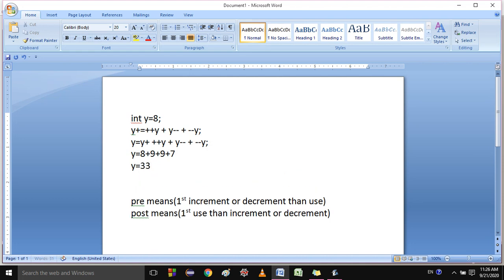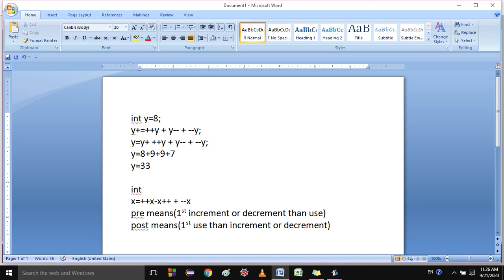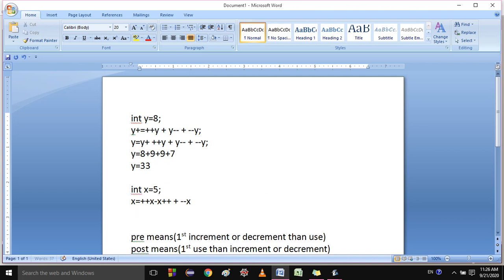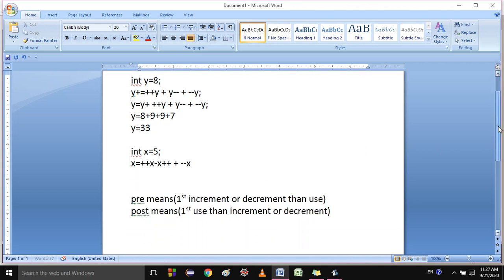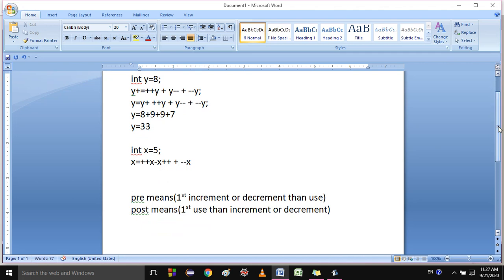Again, take one more question. If I take x = ++x - x++ + --x, and you have the value int x = 5, what is the answer? How will you solve this question? Just watch it very carefully, otherwise you cannot solve this question. Otherwise it will create a problem for you.